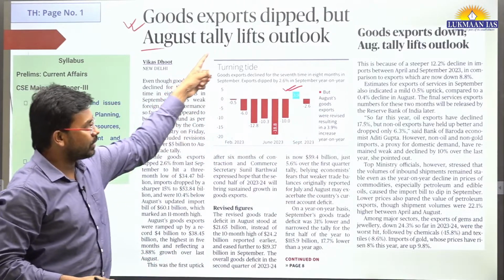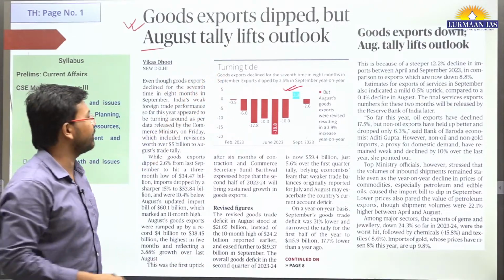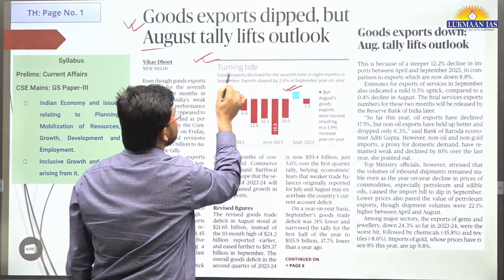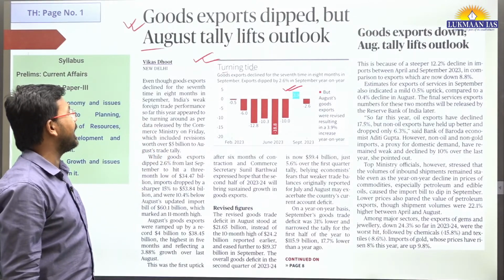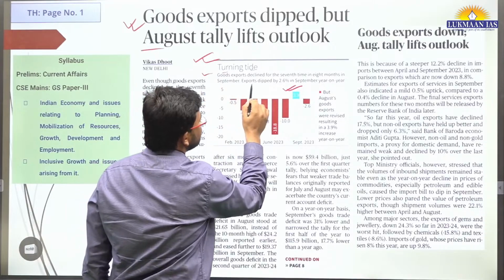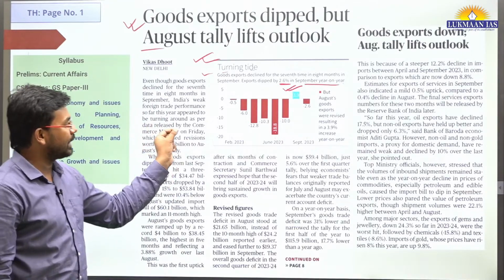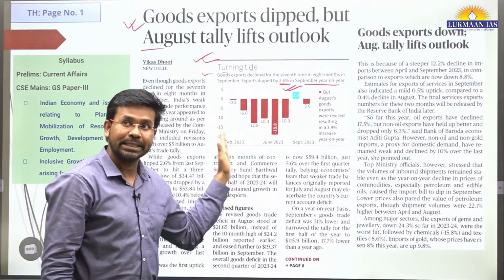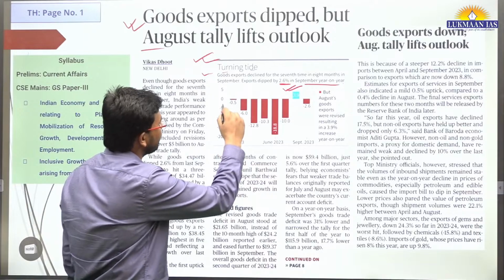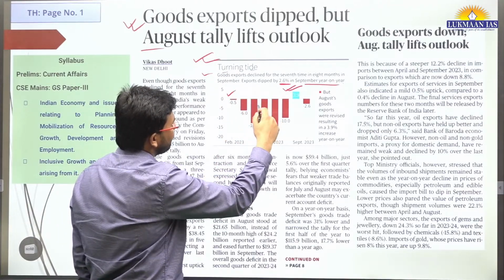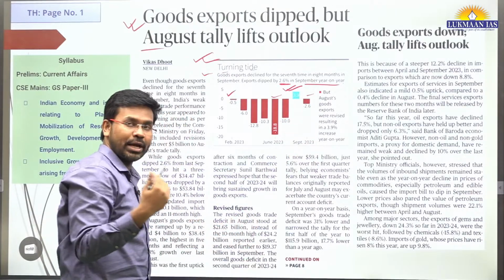Before we look into these articles, you need to understand this diagram which is given, this data point over here. It says turning tide. Goods export declined for the 7th time in 8 months in September. Exports dipped by 2.6% in September year on year. What they have done is a monthly analysis in this year 2023, and they have included data of February, March, April, May, June, July, August, September.